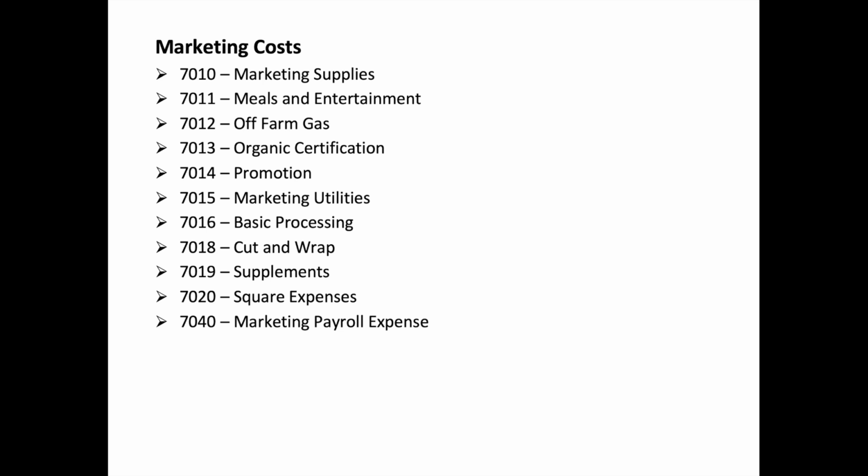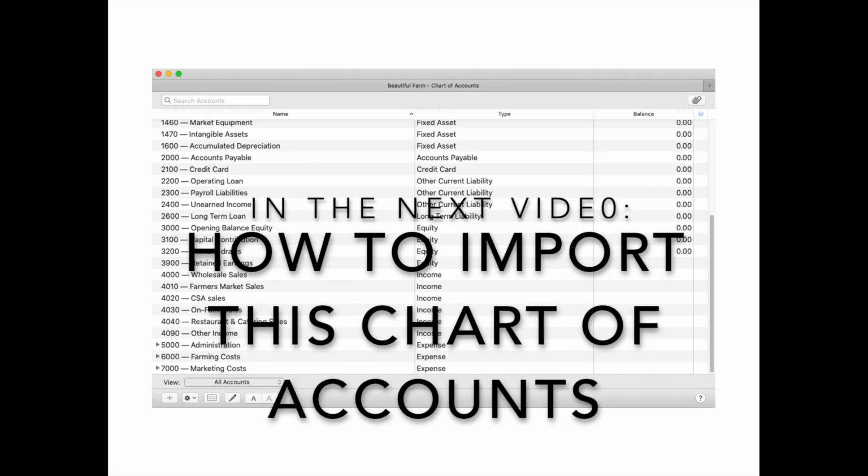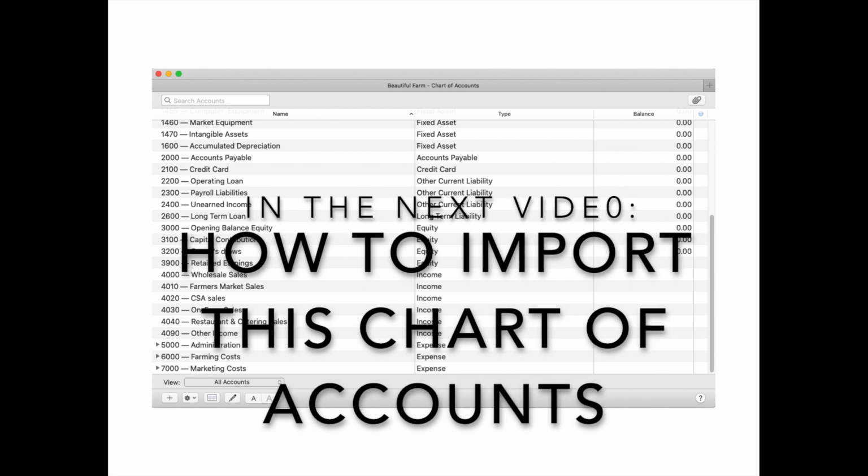Marketing payroll expenses are for your payroll for your sales reps at your farmer's market or farm stand or your delivery drivers. Marketing payroll taxes are for payroll taxes on the payroll expenses above. In the next video, we will show you how to import and modify this chart of accounts.